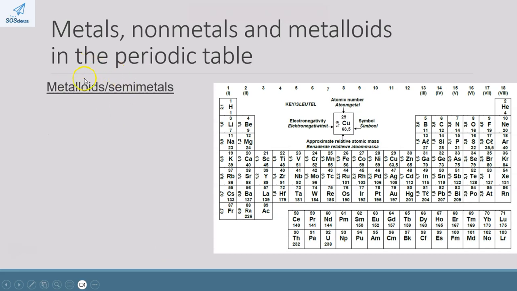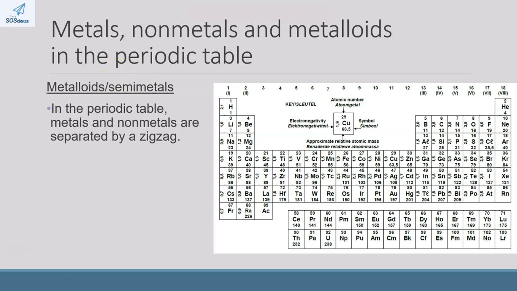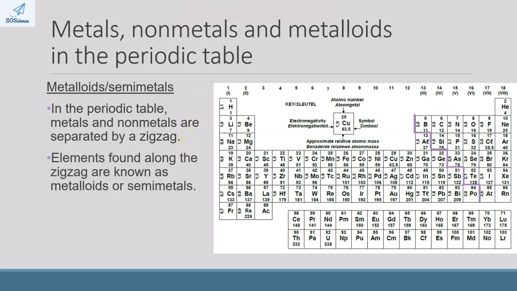This brings us to metalloids or semimetals. Now, in the periodic table, metals and nonmetals are separated by a zigzag line or by steps. So take a look here. Here are the steps, and you should always put them into your periodic table the moment that you get your periodic table, starting on the left-hand side of boron and then continuing all the way to the bottom. This zigzag line over here is very, very helpful because it tells us a few things.